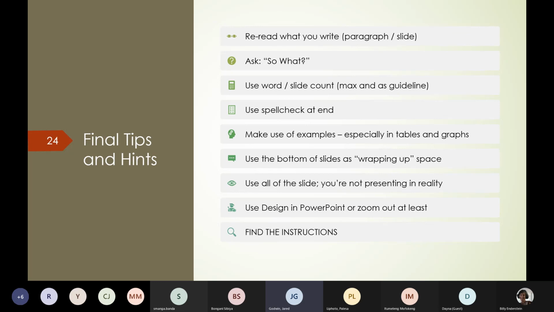You don't need to use full sentences, but you need to convey your message. And then just finally, use the design in PowerPoint, or the zoom out at least. As I say, you might not have design in PowerPoint. I think it comes standard now, but maybe not.